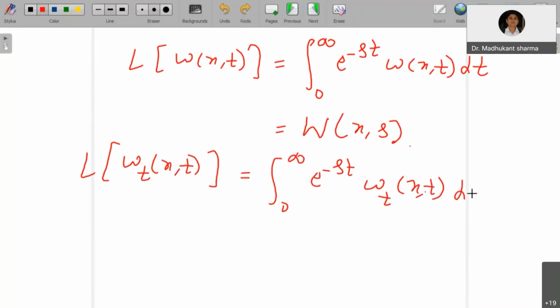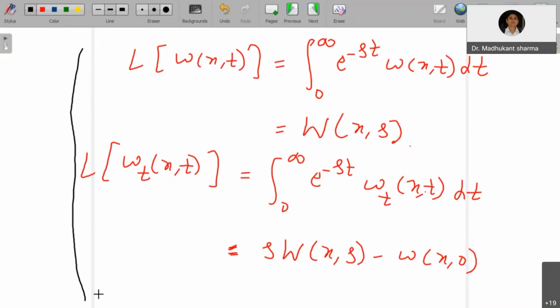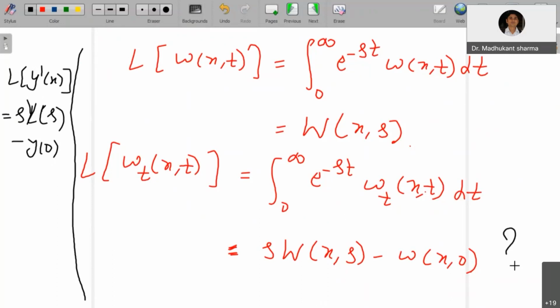Again, we are going to use the product rule, and you can verify that this is s times W of x comma s minus w at x comma 0. If you recall the Laplace transform of derivatives, the Laplace transform of y dash of x was s times the Laplace transform Y of s minus y at 0. So you can verify this.